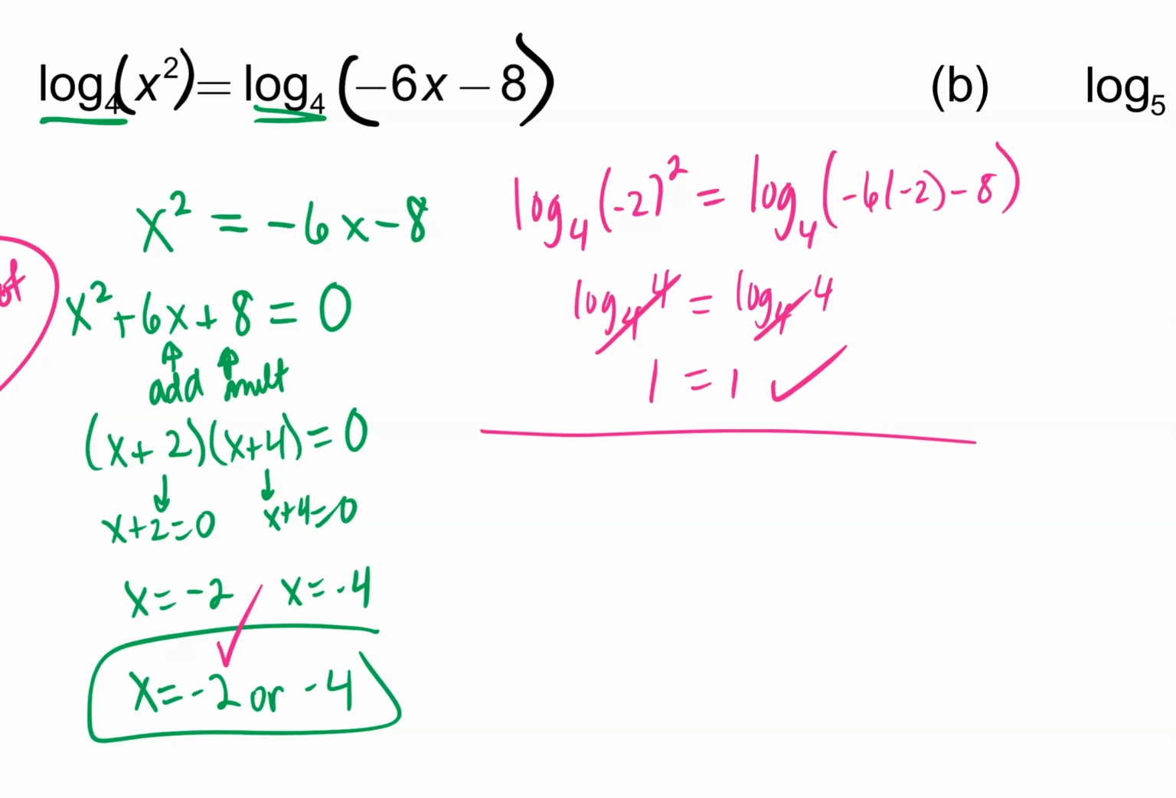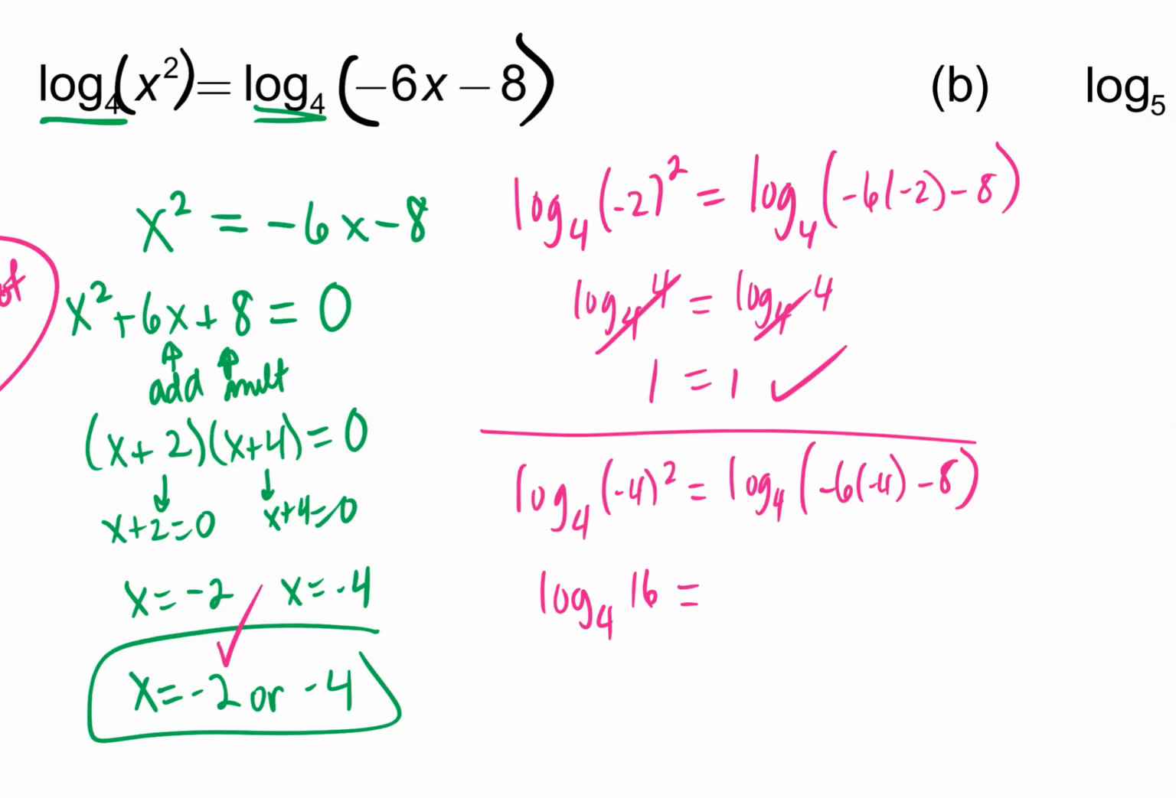Now I must try negative 4. So log base 4 of negative 4 squared, is that equal to log base 4 of negative 6 times negative 4 minus 8? Negative 4 times negative 4 is 16, because a negative times a negative is positive, so I have log base 4 of 16. Negative 6 times negative 4 is positive 24, 24 minus 8 is 16, so log base 4 of 16. So 4 to what power is 16? Oh, 2. So you have 2 equals 2. It actually checks out and both of these work. It's not always going to be that simple though, unfortunately.